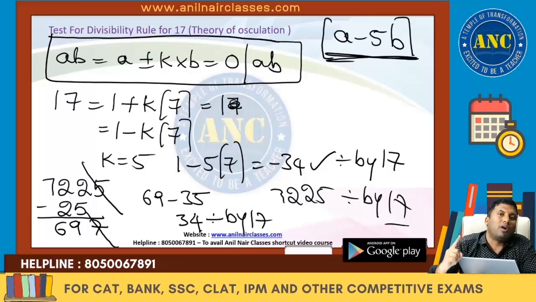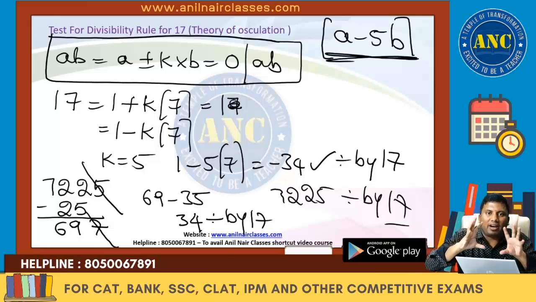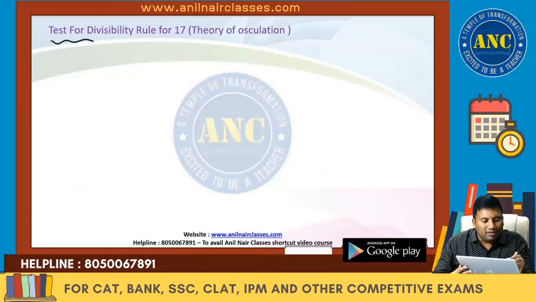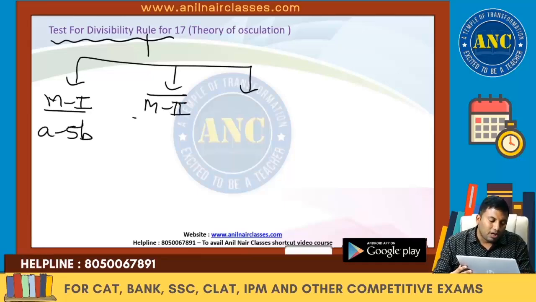But if somebody asks you what is the divisibility rule of 17, if you are an Anil Nair student, you should say, according to theory of oscillation, this is the rule. According to Fermat's theorem, 10 power 8 divided by 17 is minus 1. Any single digit number written p minus 1 times is always divisible by p. Again, I am explaining to you, sir. Divisibility rule for 17: at least in my class, I told you 3 methods. Method number 1, a minus 5b, which we discussed right now. Method number 2, 10 power 8 divided by 17 is minus 1.